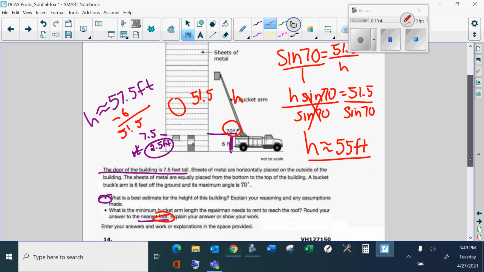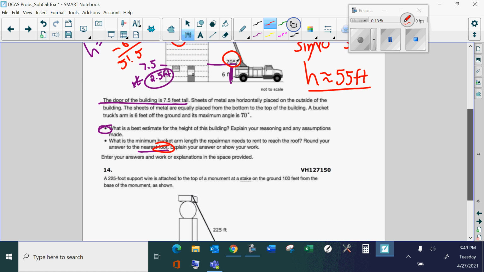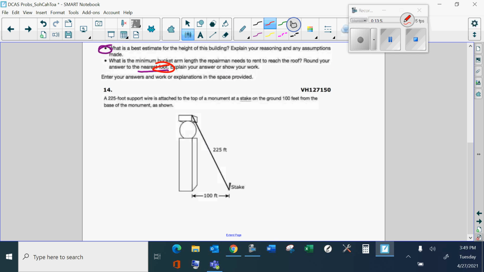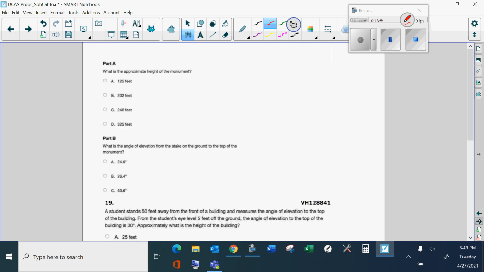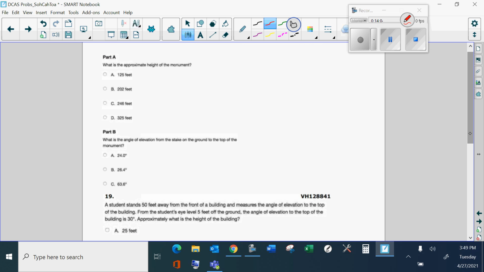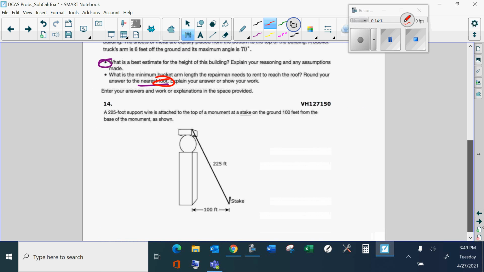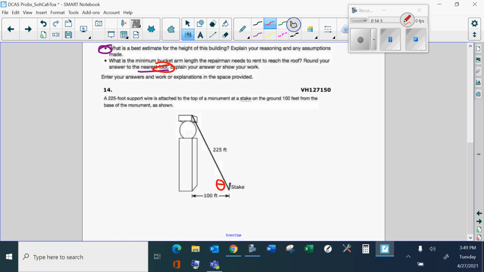And then enter your work, and you put all that stuff in the box. Okay, here's a similar problem. It gives you that information. We won't do that one because it's just like the one we just did. What's the approximate height? So again, just so you know, the angle of elevation is that theta. So right here, that's 70 degrees, that's the angle of elevation. So it'd be asking what's that degree? And then it wanted that height.